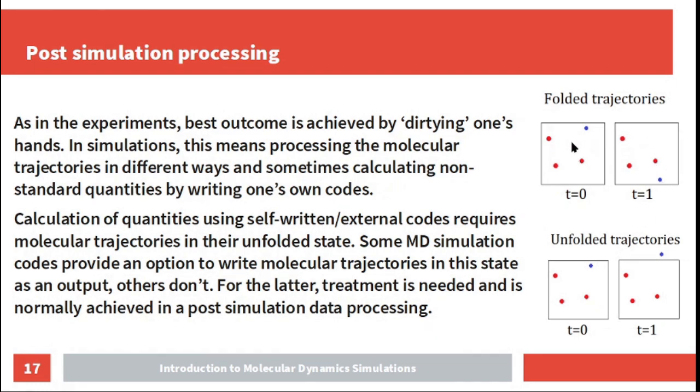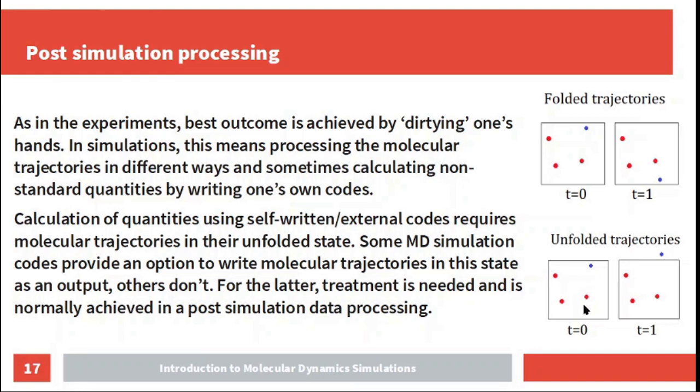This is the folded trajectory. Indeed, some MD simulation codes provide an option to write molecular trajectories in the unfolded state, but most software, DL poly for example, writes trajectories in the folded state. That is, everything is limited within this box. Whereas for calculating properties, what you want is that when this atom goes out, it should go out like this. So instead of folding back this atom, you would like to have trajectories which go out of the box. These are called unfolded trajectories.